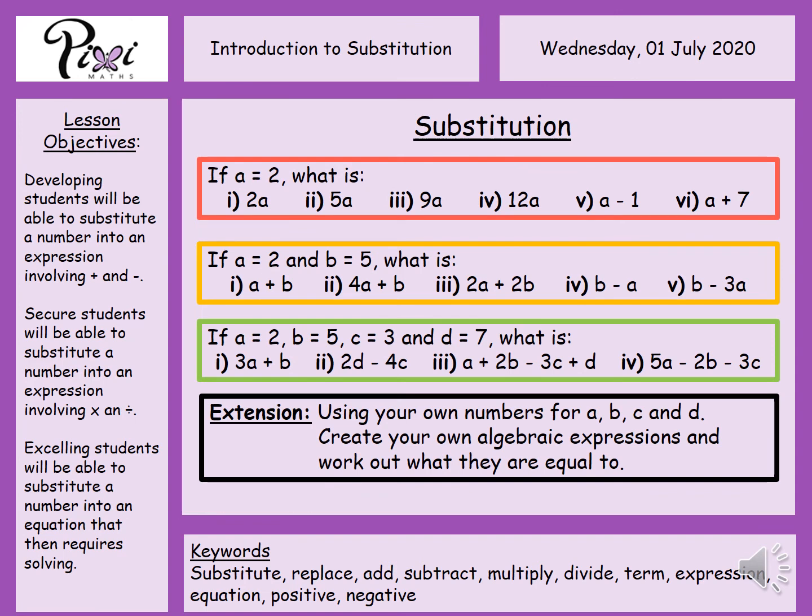So here's some questions for you guys now. So the red ones are the easiest, yellow ones are the medium ones, and green are the harder ones. So with the red ones, you'll only have one thing to substitute. With the yellow ones, you'll have 2 letters to substitute, and you'll need to be really careful with part 4 and 5 because we've got negatives as well. So remember, if that's B take away A, this is going to be B, which is 5, take away A, which is 2. So just be careful when you've got negatives, okay?